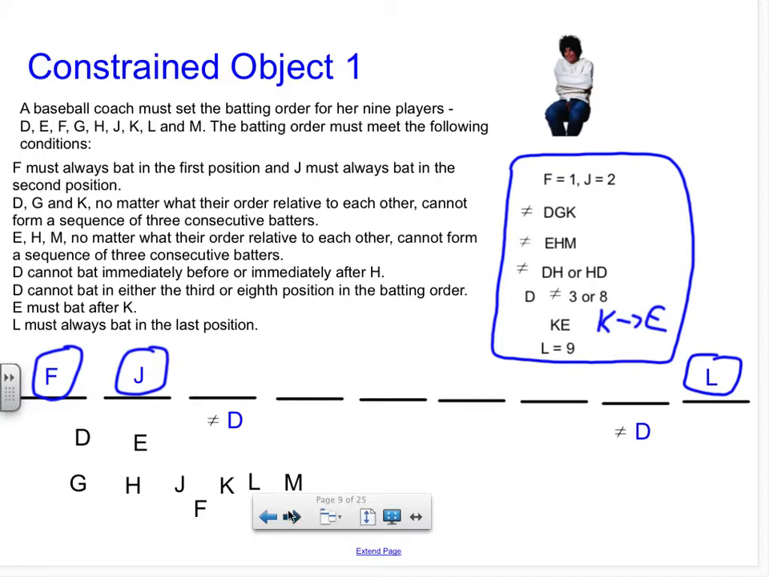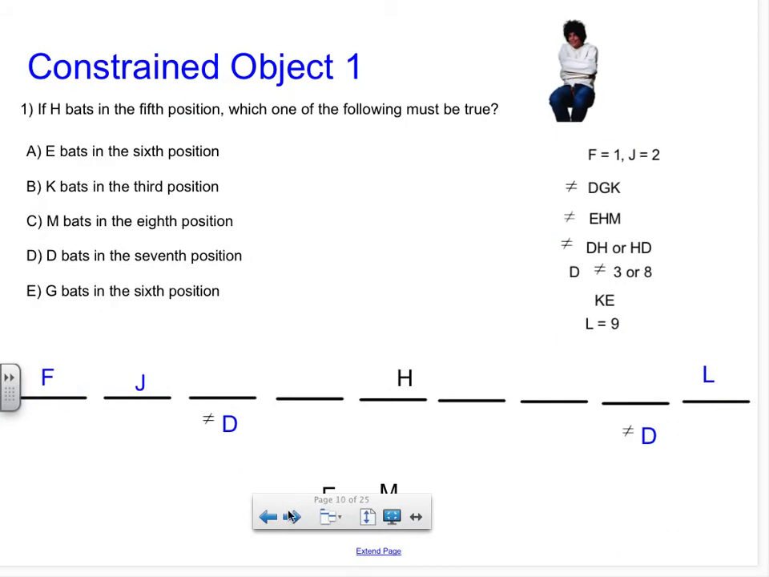Alright, let's try the first question. Please take a moment to read through Constraint Object Question 1. Press pause, and when you are ready to continue, press play. Let's read through the following question together. If H bats in the 5th position, which of the following must be true?